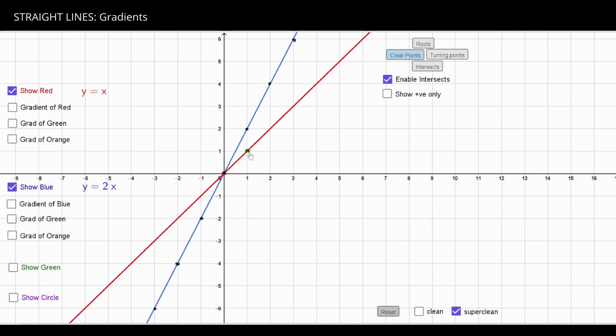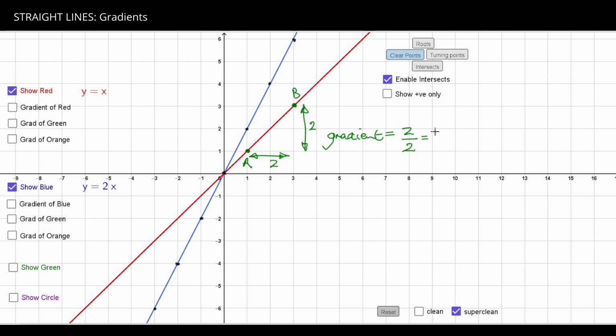Let's choose 2 points on the red line. Let's choose that point and that point. What's the gradient of that line? Well, gradient is defined by how much we climb divided by how much we go along. So if we travel from, let's call that A and that B, if we travel from A to B, we've climbed 1, 2. So this length is 2. And we've gone along 1, 2. So this length is also 2. So the gradient in this case is equal to 2, the rise, over 2.